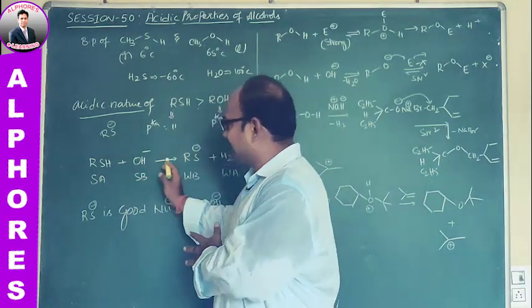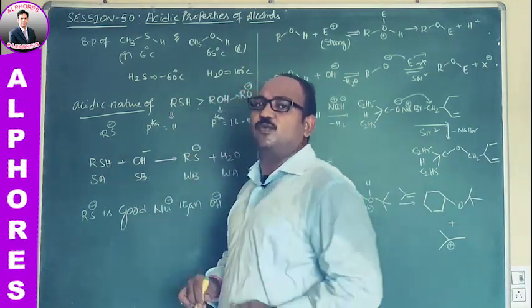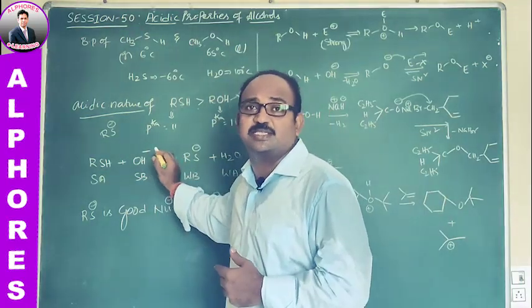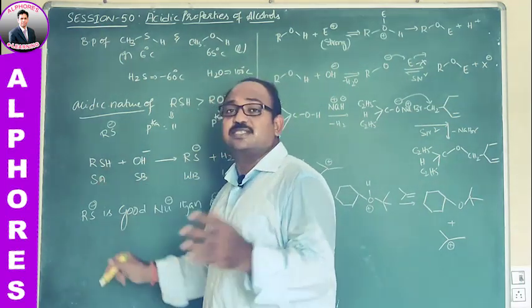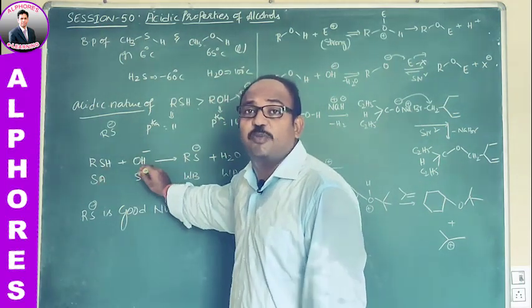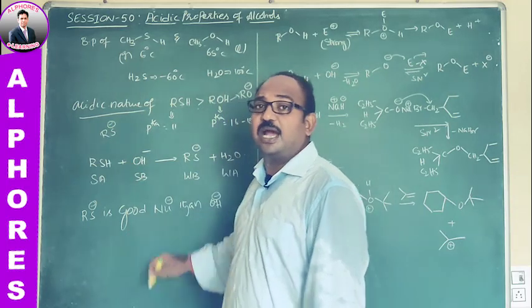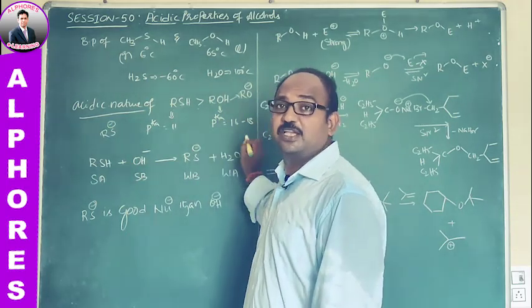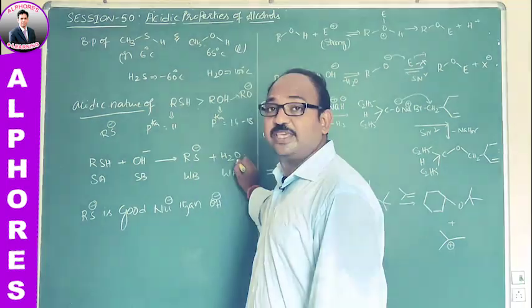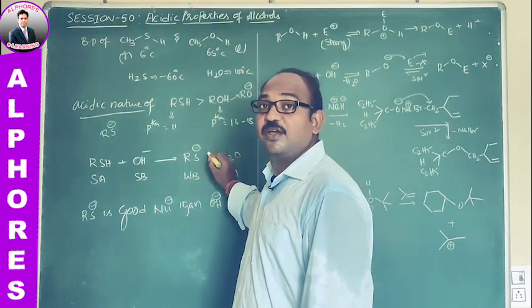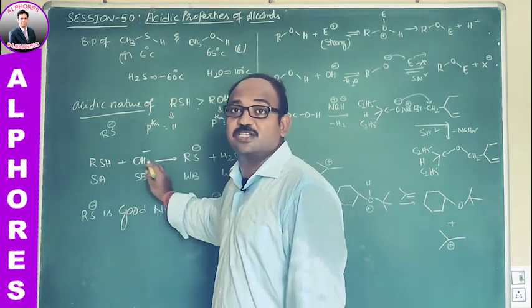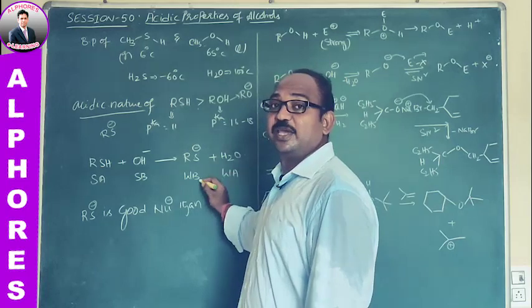And have you seen this reaction? RSH upon reaction with OH minus. As we know, OH minus is a strong base and RSH is a strong acid. So this strong base abstracts a proton from it, and we are getting RS minus and H2O. Here H2O is a weak acid and RS minus is a weak base. Strong acid, strong base, weak acid, weak base.